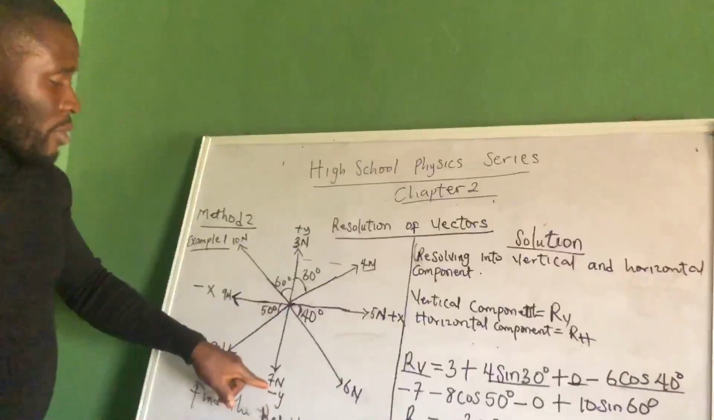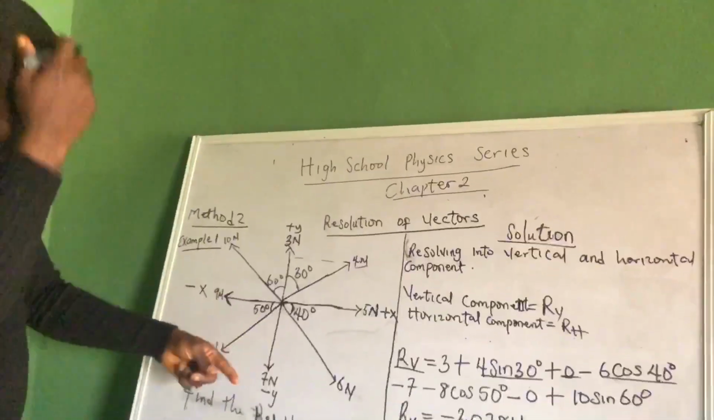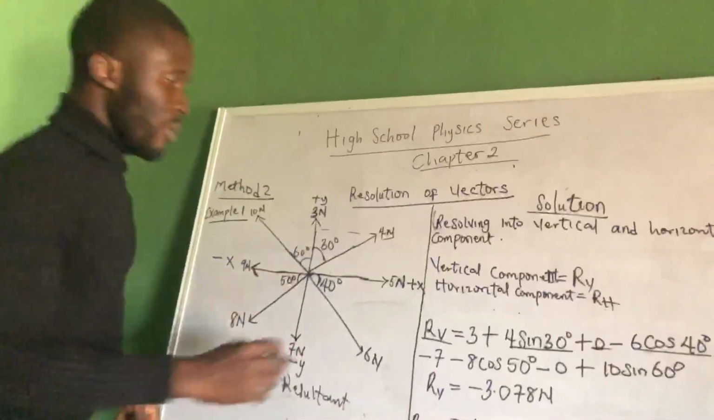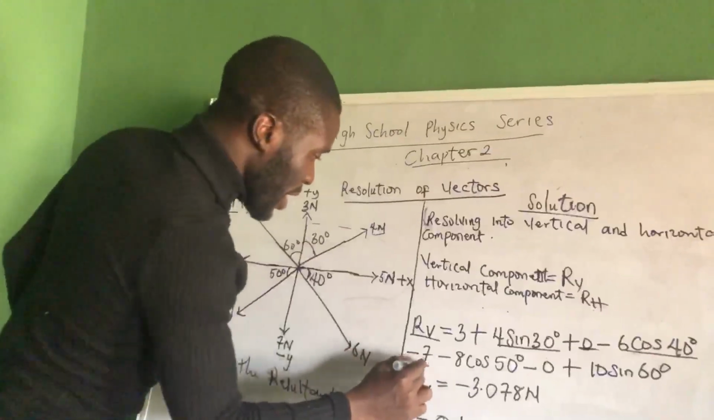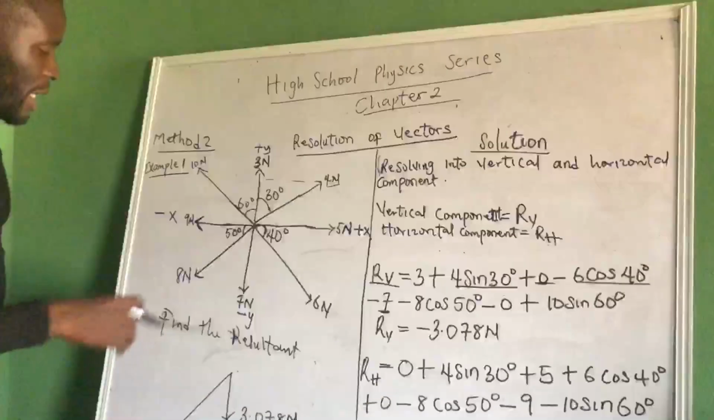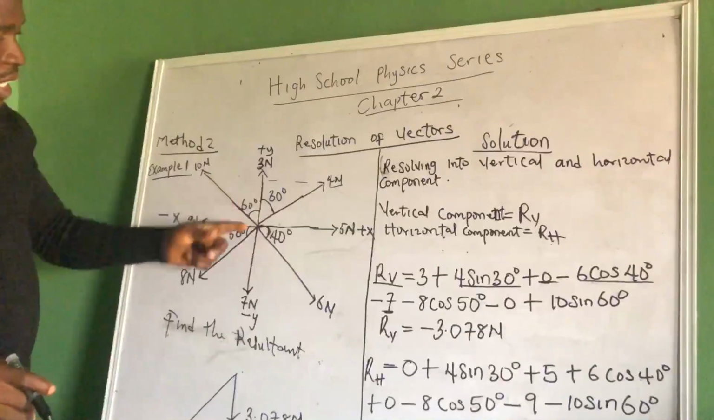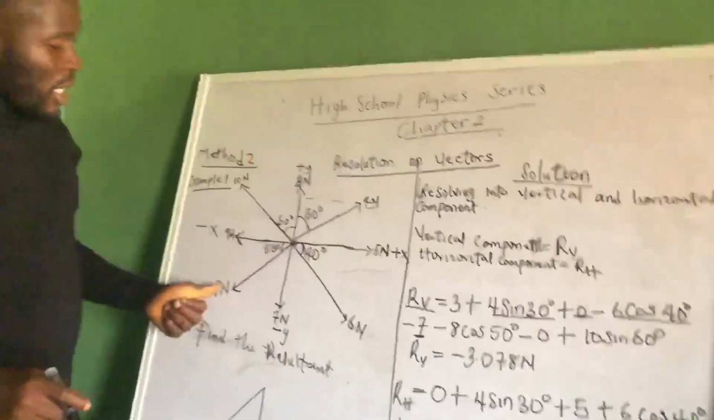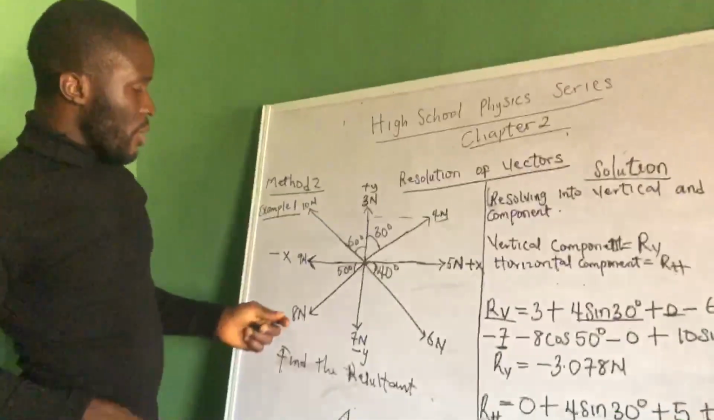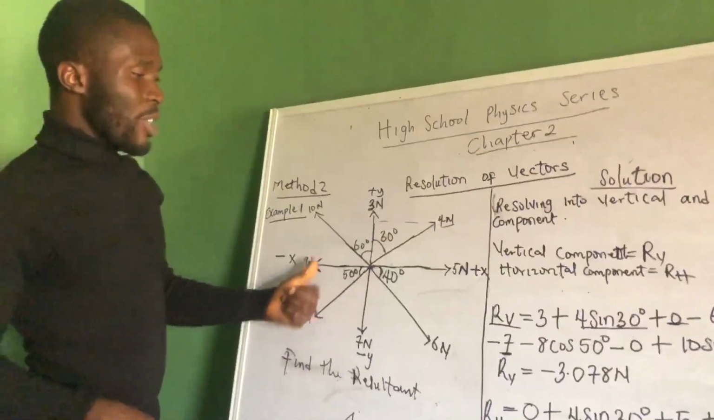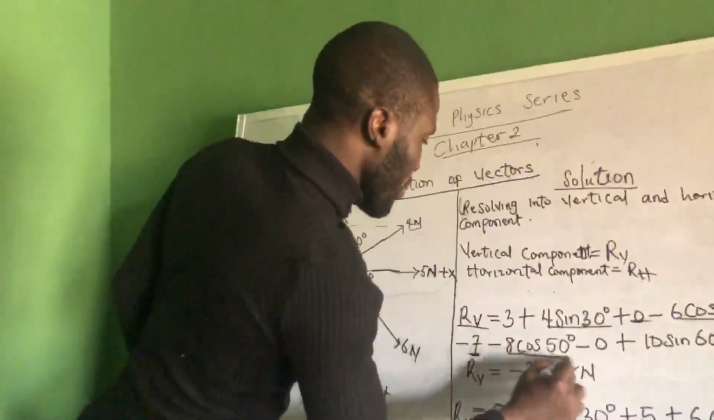Then after that, we have 7. 7 is still on the y-axis, and it is on the negative y-axis. So we pick that 7. That will be minus 7, since it is on the negative y-axis. Then after that, we have 8. 8 is still on the negative y-axis. Our angle is inclined again to the horizontal, and we are resolving along the vertical component. So that will be minus 8 cos 50 instead of sine.